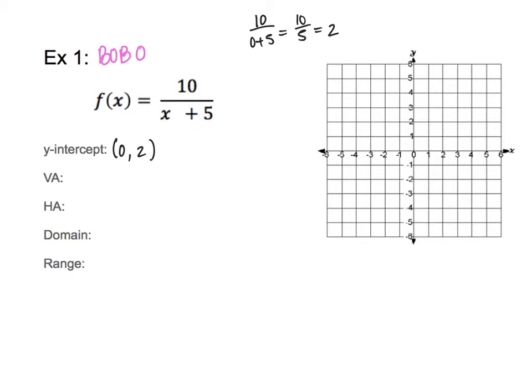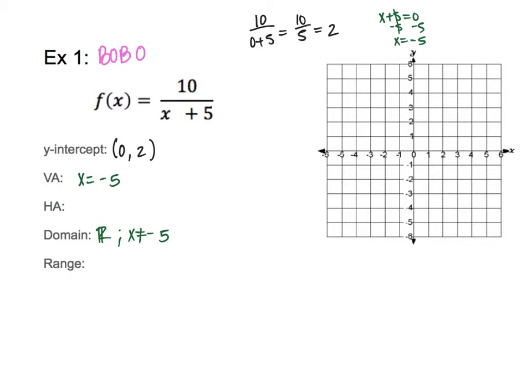If you think about it, x plus 5 set equal to 0, I would have to subtract 5. So x had to have been negative 5. So x is negative 5. And so that means our domain is all real numbers except when x is equal to negative 5.